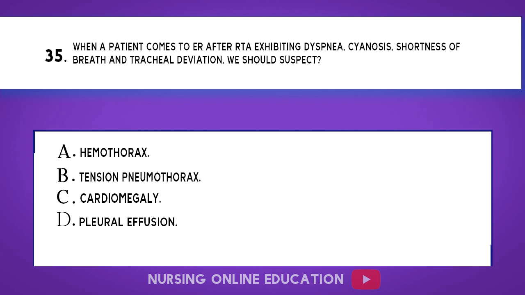35. When a patient comes to ER after RTA exhibiting dyspnea, cyanosis, shortness of breath and tracheal deviation, we should suspect: A. Hemothorax, B. Tension pneumothorax, C. Cardiomegaly, D. Pleural effusion. The answer is option B.